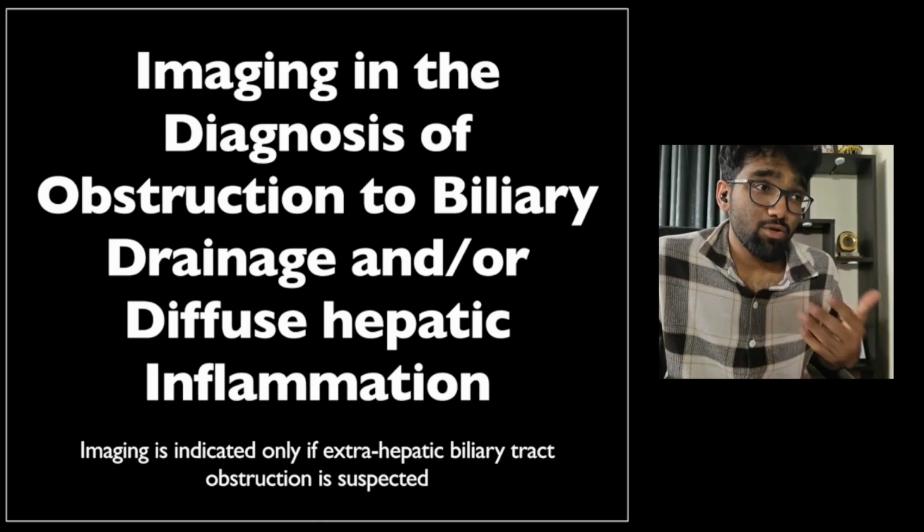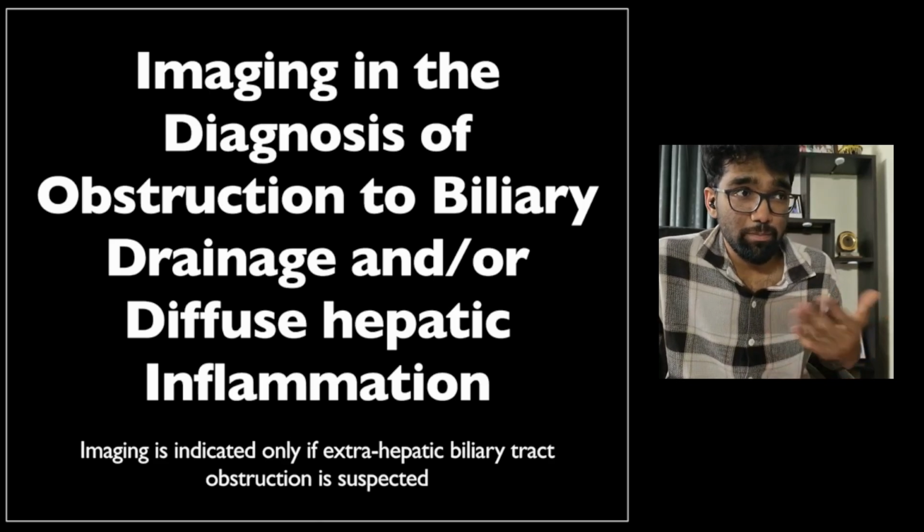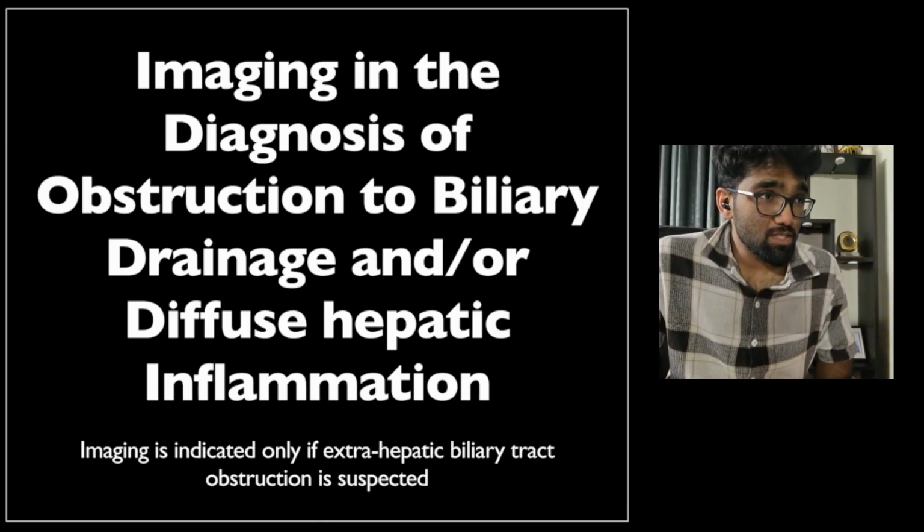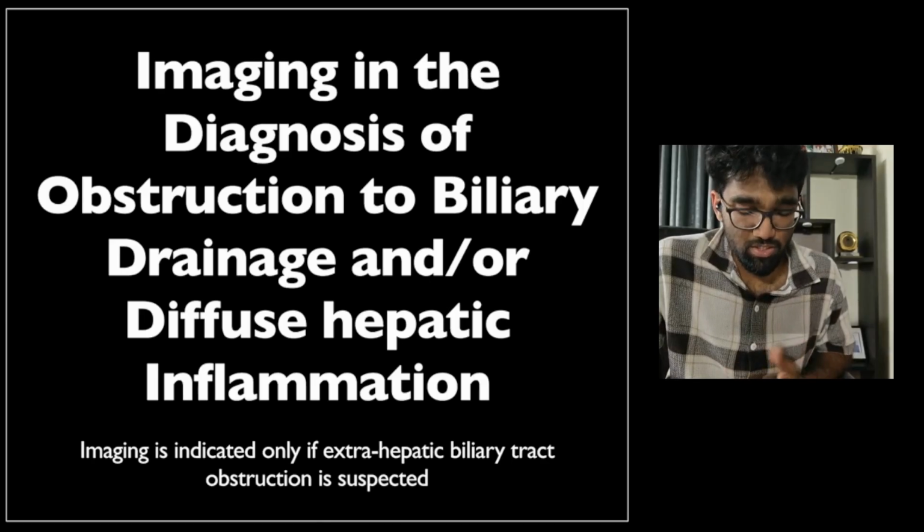But how far we go with that process of ruling it out depends on what the pretest probability is. So say it's a suspected PBC case, we would probably just do an ultrasound. If the patient has no other pathology that explains it, then we may go for more advanced imaging such as contrast enhanced CT or an MRCP, as we just discussed.